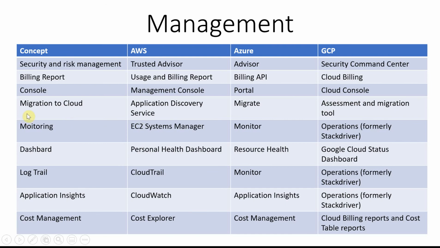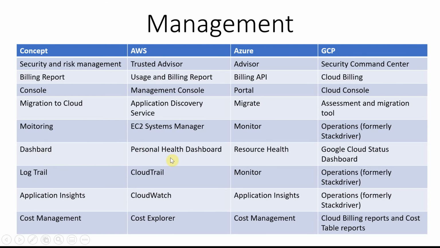Then migration to cloud. In this space, there are a lot of tools where you want to track the migration of your data to the cloud. AWS has Application Discovery Service, Azure has Azure Migrate, and GCP has assessment and migration. For the monitoring space, it is EC2 Systems Manager in AWS, Azure Monitor, and GCP operations.